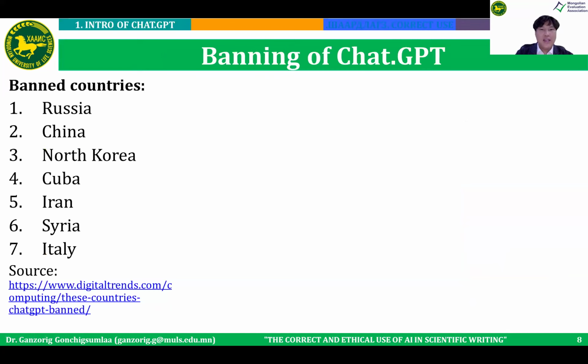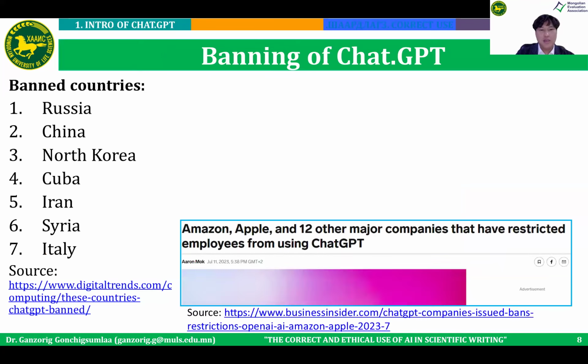And there is a banning of ChatGPT in some countries like Russia, China, North Korea, Cuba, Iran, Syria, and Italy. So more countries may be banning.